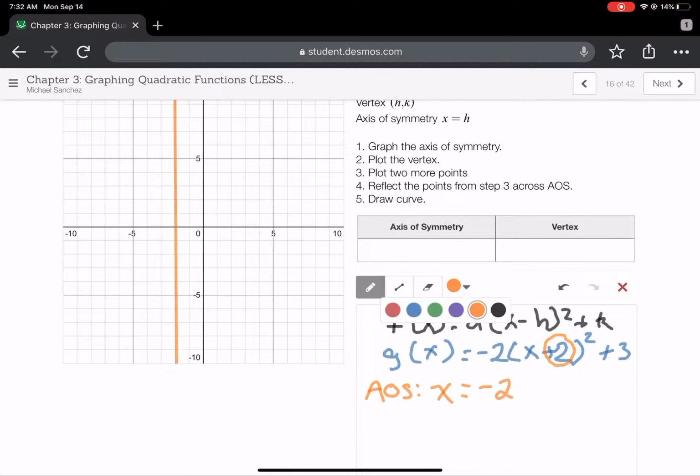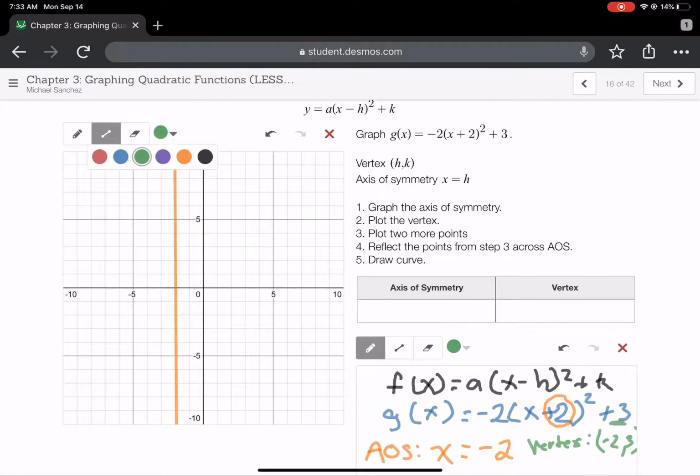And then our vertex is located at the point (h, k). We have our h, which is -2, and our k is positive 3. So we have a vertex located at (-2, 3). I'm going to place a point there, (-2, 3). It should be on our axis of symmetry.